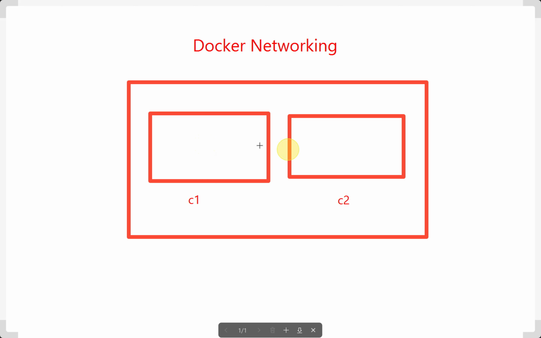Now consider I have two containers, C1 and C2. By default both containers will be in the bridge network and they can communicate with each other. What if I don't want this? What if C1 should not talk to C2? How can I achieve that? For that I can create custom bridge networks, and I can create different containers in different custom bridge networks so that they will not communicate with each other. So enough of theory, let's go to the demo now.